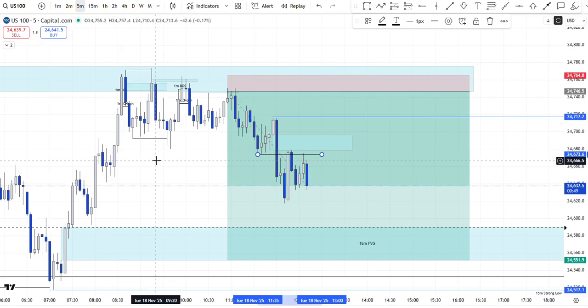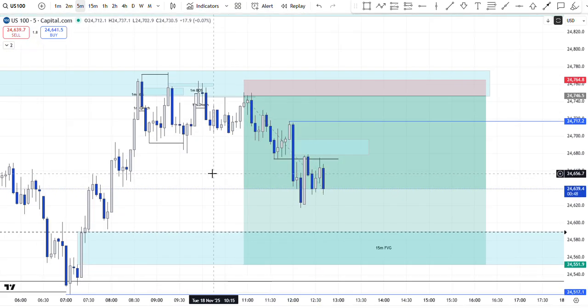So again, if you're taking a trade, you get a change of character, look for the fair value gaps, enter off of them on the lower time frame, use them as potential draws on liquidity, as part of your overall plan and process to trade the market.